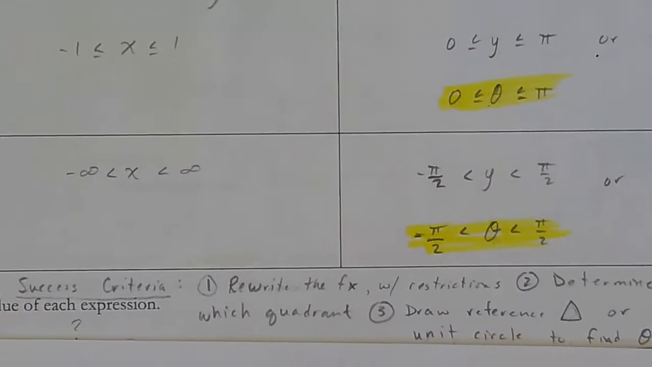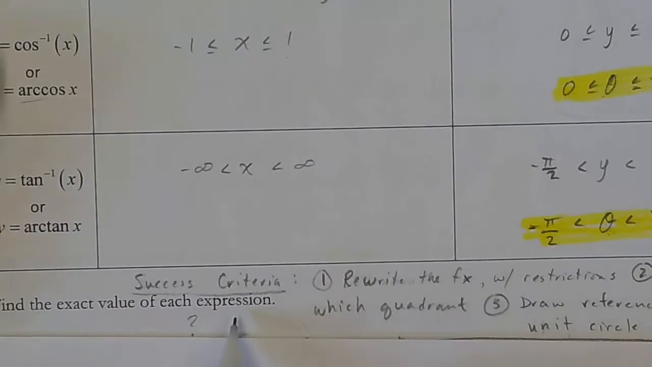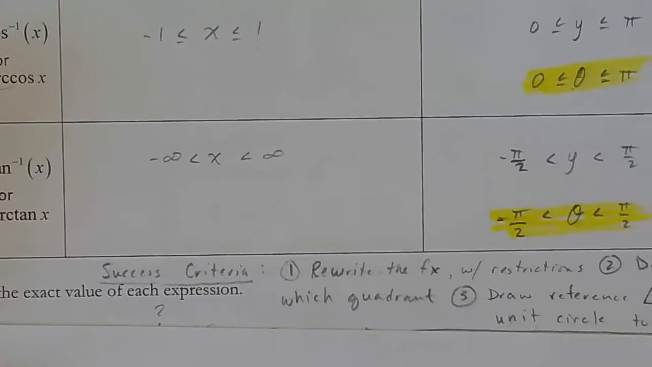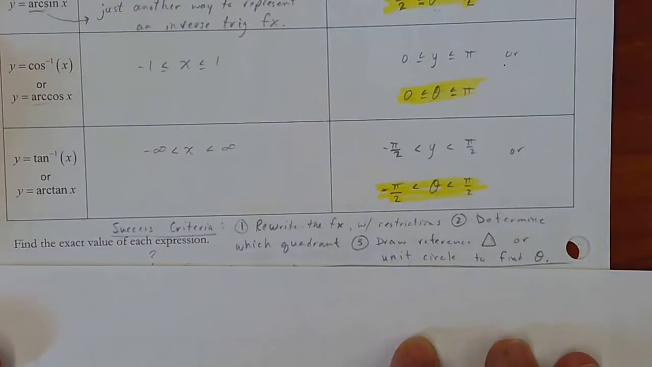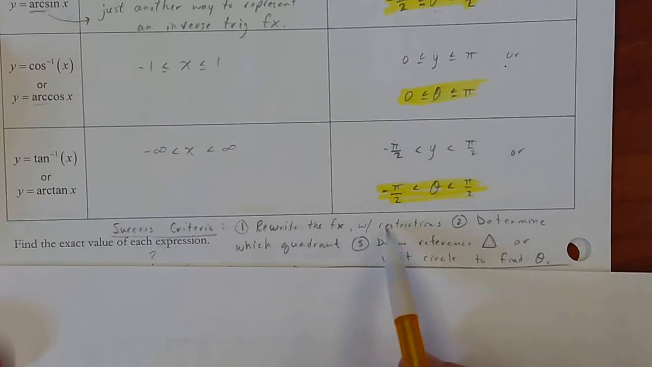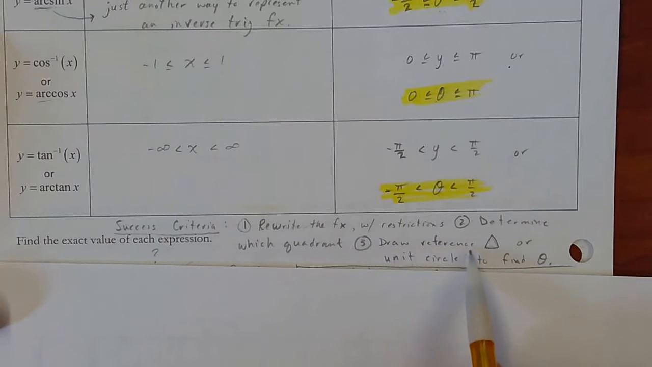For this first set of problems, find the exact value of each expression. It's the only example we're really going to focus on today. I want you to write down the success criteria that I think will help you be successful on these. Step 1 says to rewrite the function with the restrictions, which means the angle restrictions. Step 2 reads: determine which quadrant it lies in. And the third and final step: draw the reference triangle or unit circle to find theta and answer the problem.